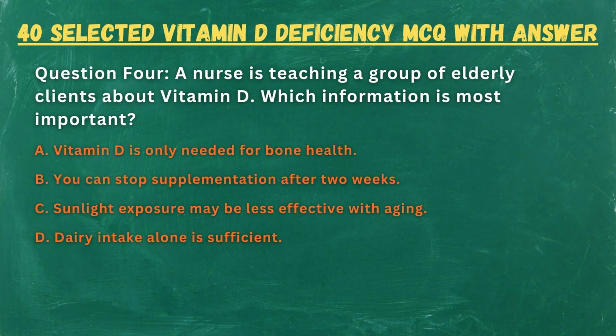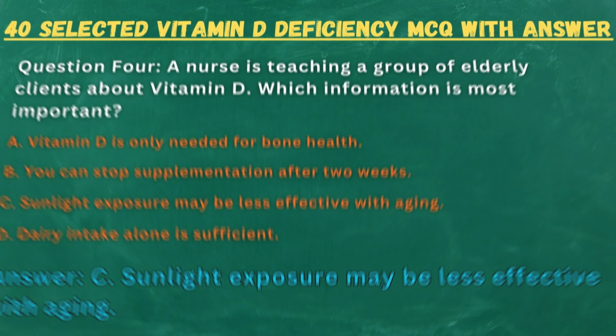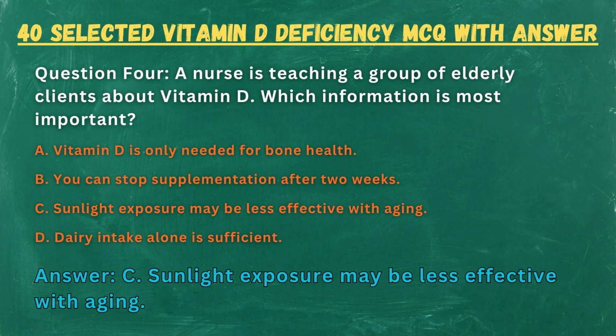Question 4. A nurse is teaching a group of elderly clients about vitamin D. Which information is most important? A. Vitamin D is only needed for bone health. B. You can stop supplementation after 2 weeks. C. Sunlight exposure may be less effective with aging. D. Dairy intake alone is sufficient. Answer. C. Sunlight exposure may be less effective with aging.